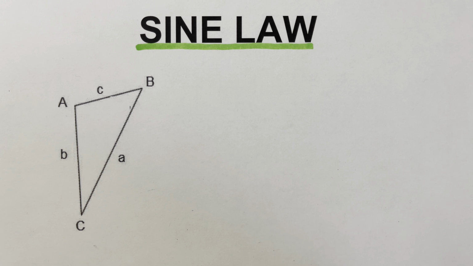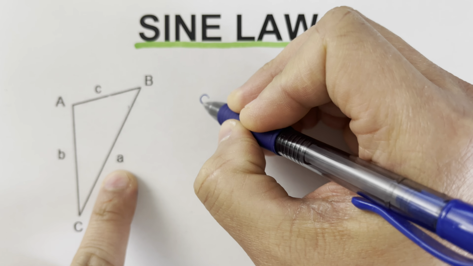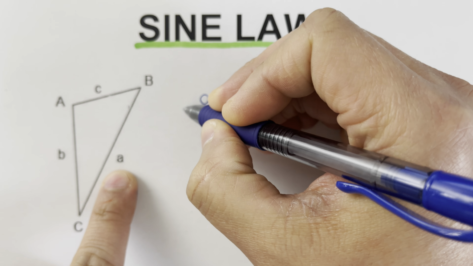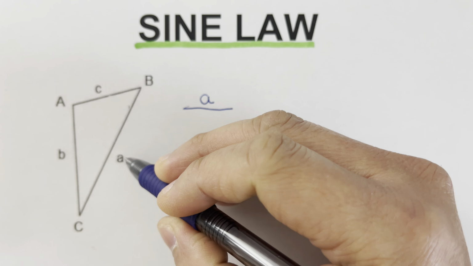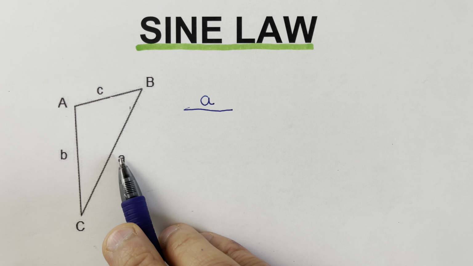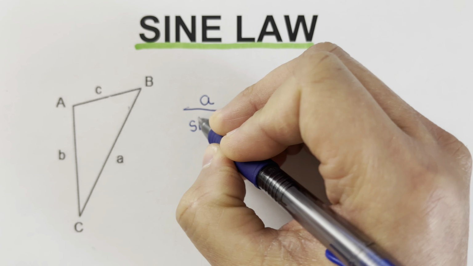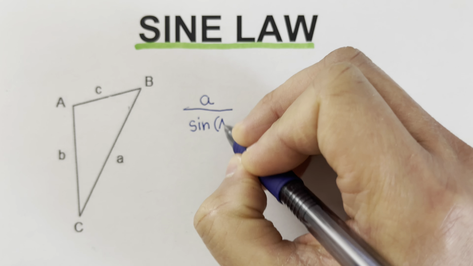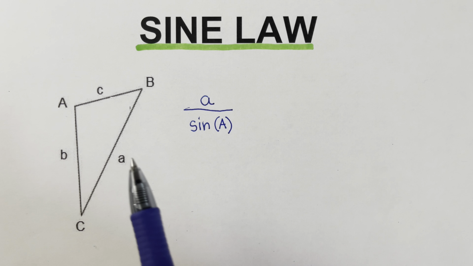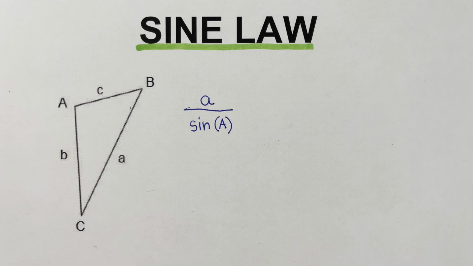If we have side a here, I'm going to write side a. The numerator is the side, small letter a. The denominator of this side a is the sine of the angle across from it, so I'm going to write that as sine of angle A. Again, these are variables. It doesn't have to be A and a. It can be any letter in the alphabet.